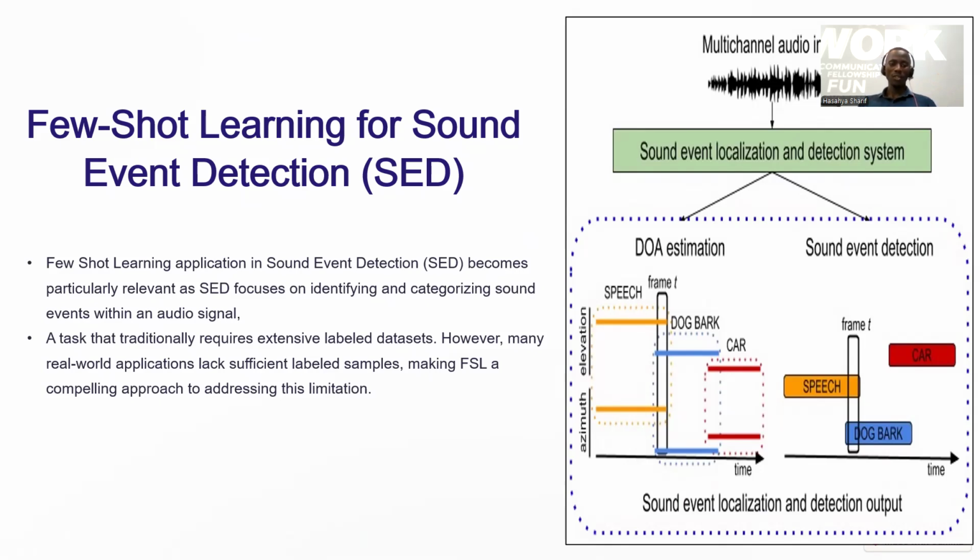It is a task that traditionally requires extensive labeled data sets, which we might not have, and it is also hard to get and expensive to make. So, where the application lacks sufficient labeled samples, few-shot learning is a compelling approach to addressing this limitation.